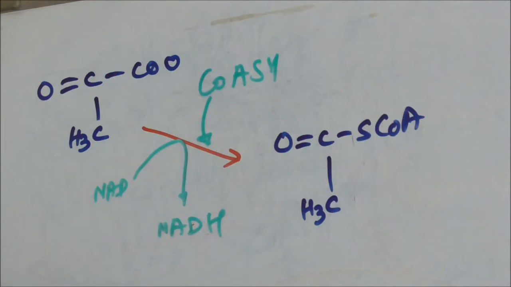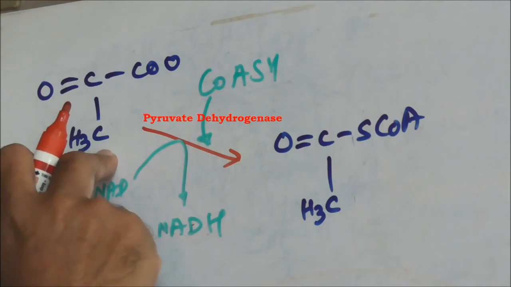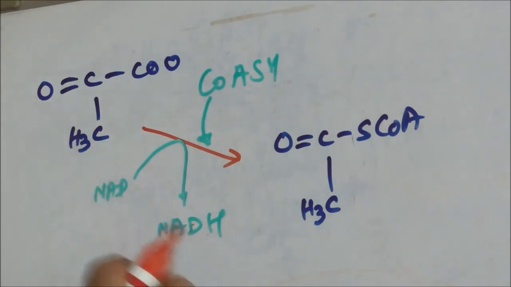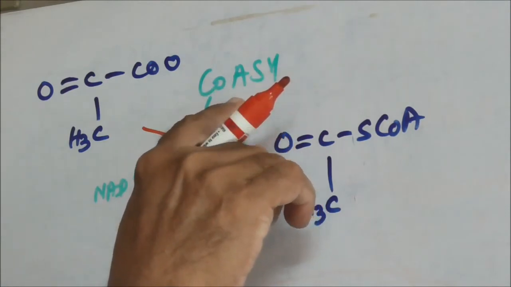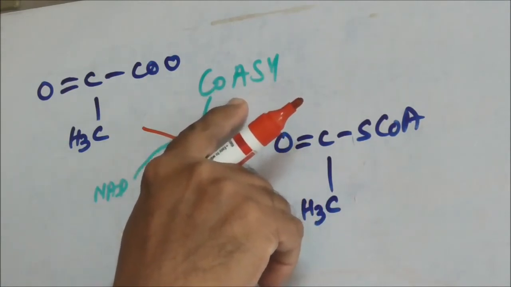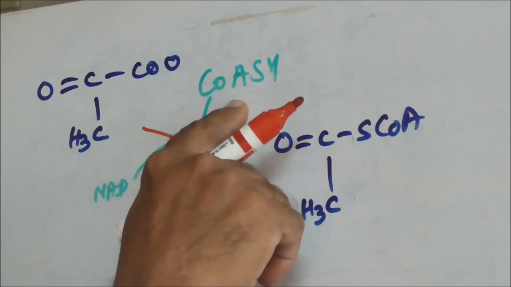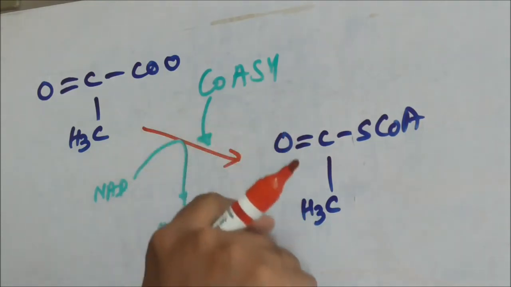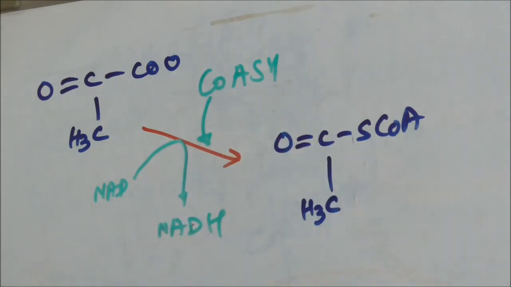Before it enters the Krebs cycle, it is acted upon by pyruvate dehydrogenase. The pyruvate is acted upon by an enzyme, pyruvate dehydrogenase, and in this process a coenzyme A is involved. Now coenzyme A is a molecule which, unlike an enzyme, gets involved in the reaction and binds itself to another molecule and can be released back at some other stage.